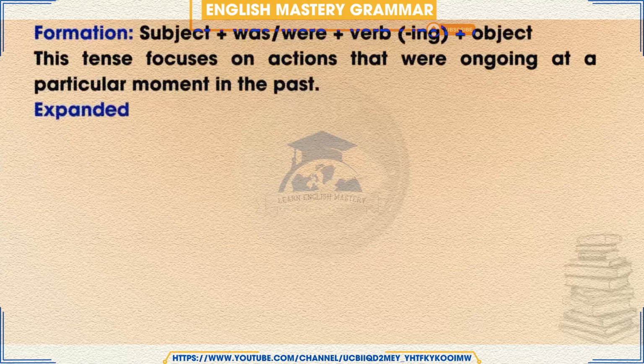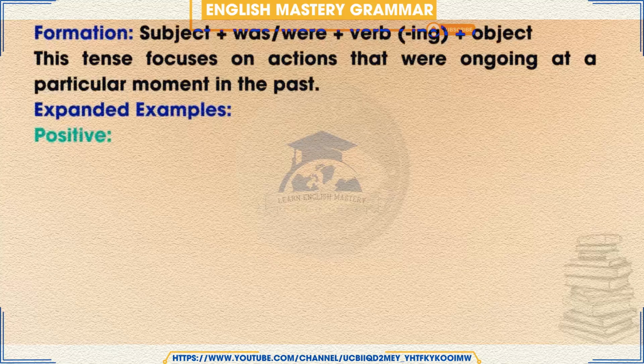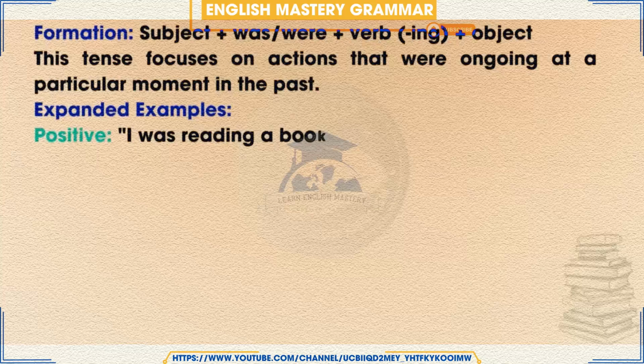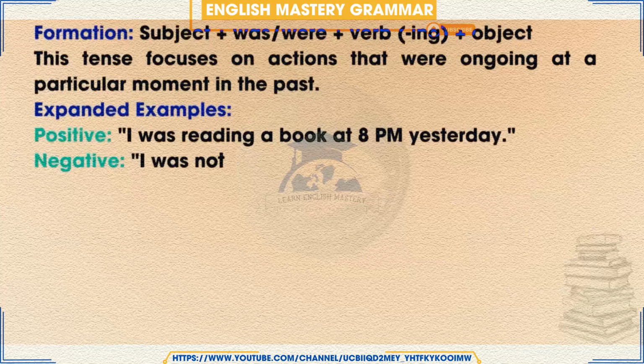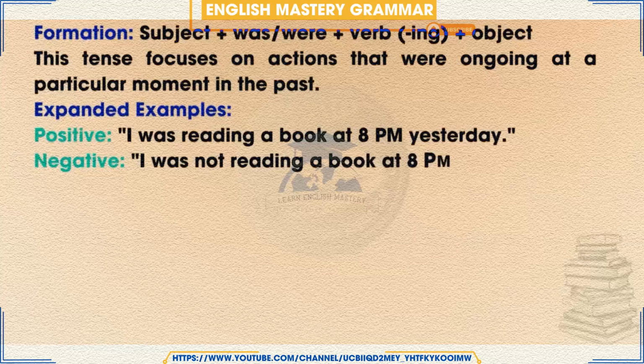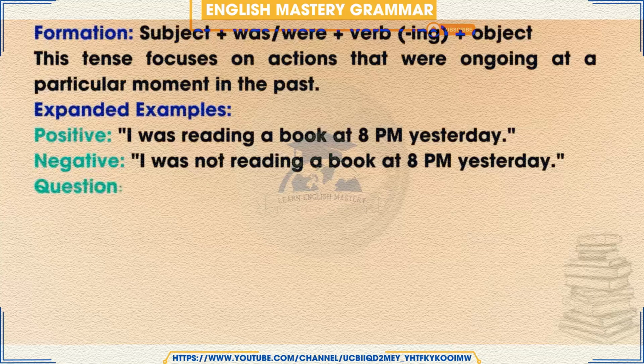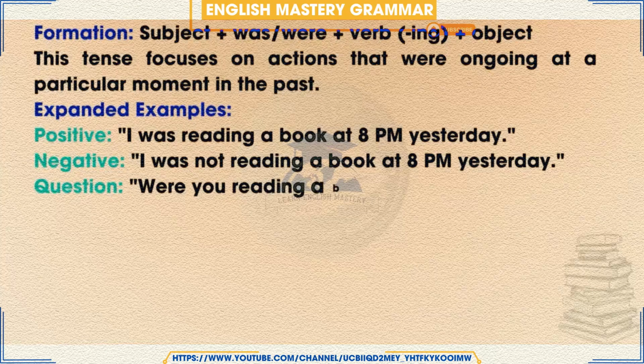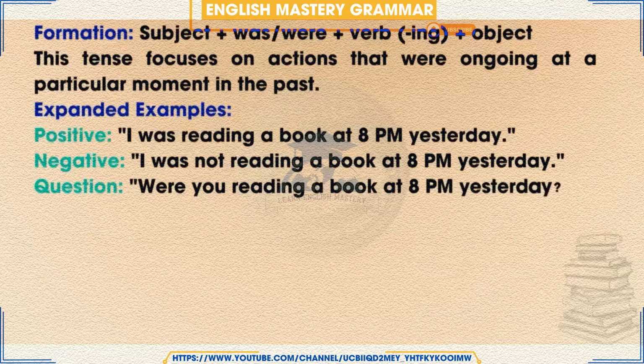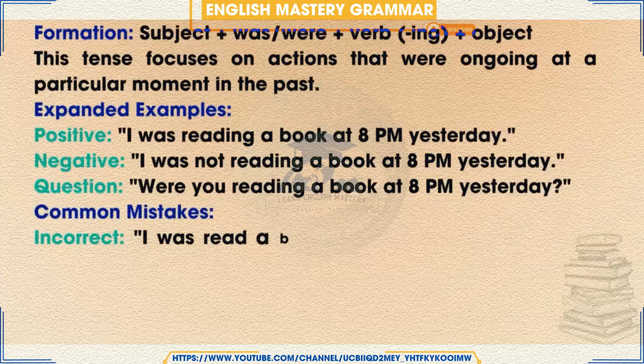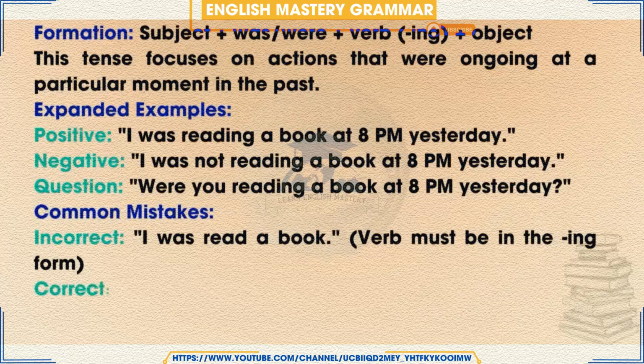Expanded examples. Positive: I was reading a book at 8 p.m. yesterday. Negative: I was not reading a book at 8 p.m. yesterday. Question: Were you reading a book at 8 p.m. yesterday? Common mistakes. Incorrect: I was read a book. Verb must be in the -ing form. Correct: I was reading a book.